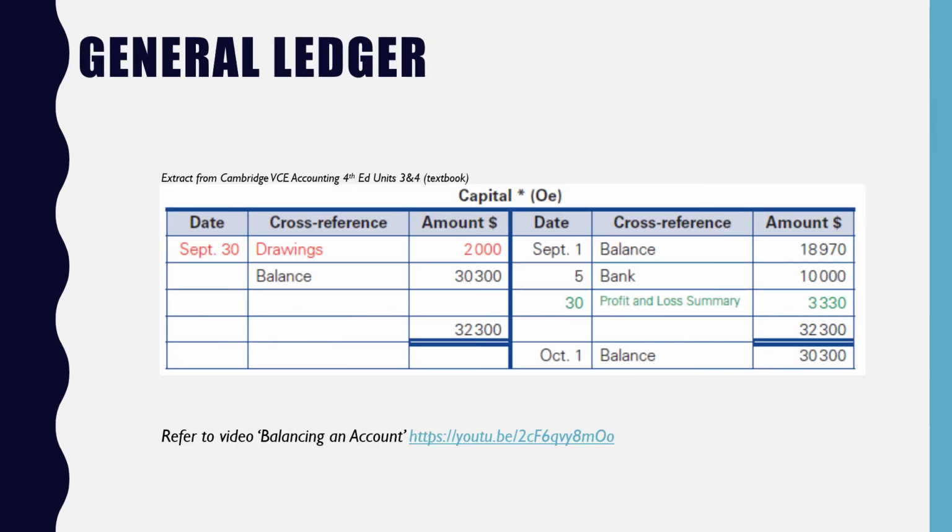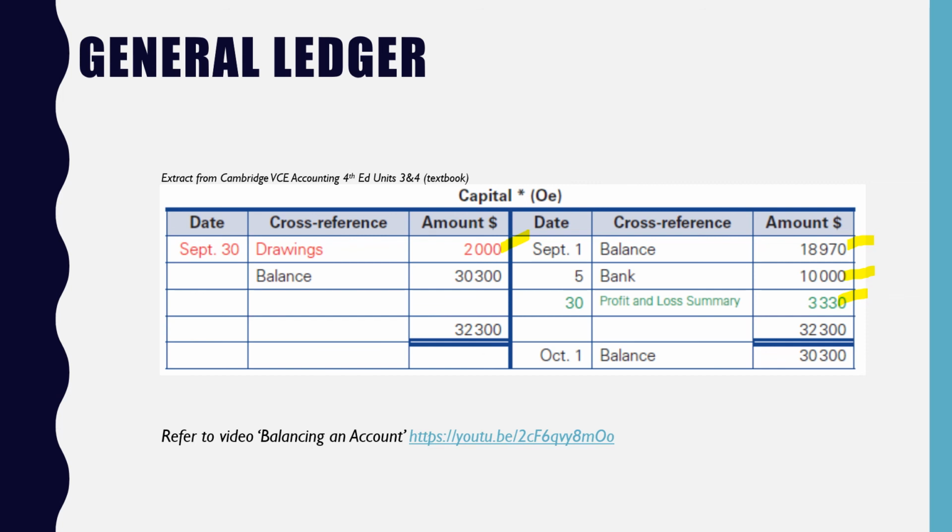Here's how the capital ledger account will look after we have posted all the entries for the period. As we can see here, we had an opening balance of $18,970 at the start of the month, written on the credit side. We also had a capital contribution of $10,000, which adds to the capital account balance. We also had a net profit of $3,330 for the period, which adds to the capital account balance. The owner also made some drawings totaling $2,000, which reduces the capital account balance.